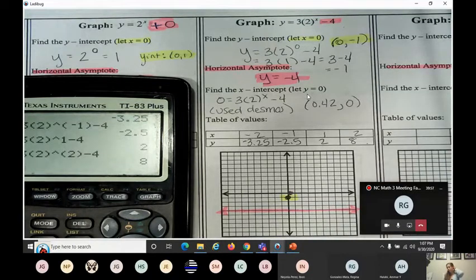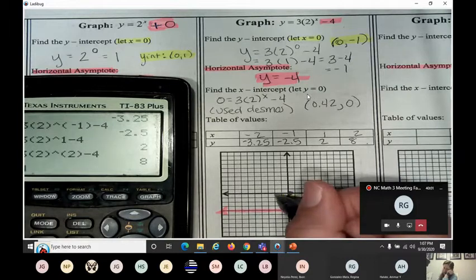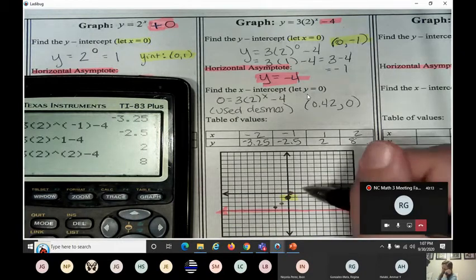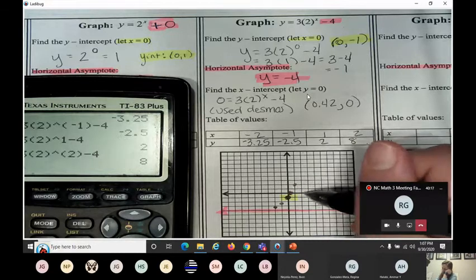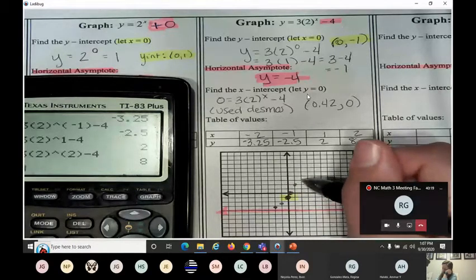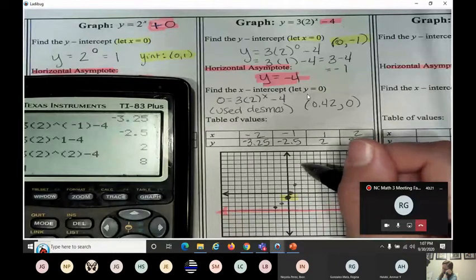Okay, so I can plot these points on my graph. I have -2, -3.25, so 1, 2, 3 and a quarter. -1 and -2.5. +1 and 2. And +2 and 8. 1, 2, 3, 4, 5, 6, 7, 8.